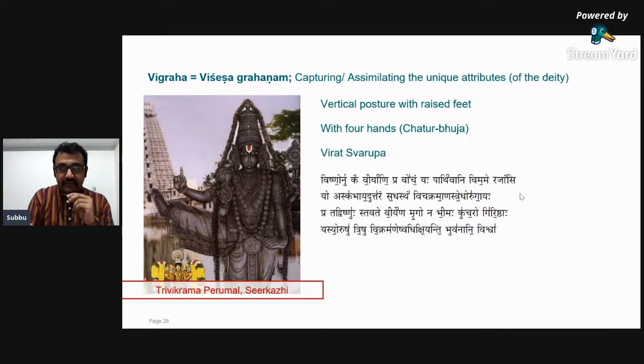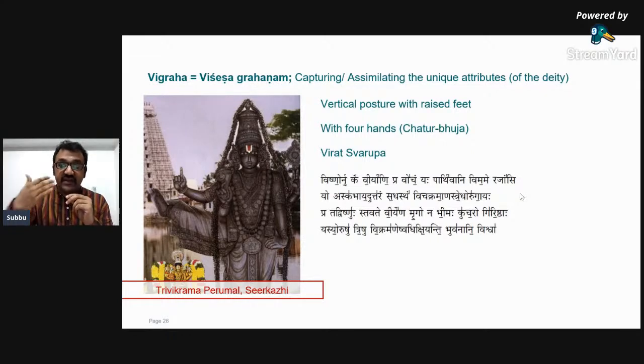Vishnornukam viryani pravocanya parthivani vimamera jagumsi yo askabha yaduttaragum sudhastam vijakramanastrethorugāyo tatat vishnustavate viryena mrigona bhimakkucharo girishthāha yasyorushu trishu vikramaneshu adhikshiyanti bhuvanani vishvā.